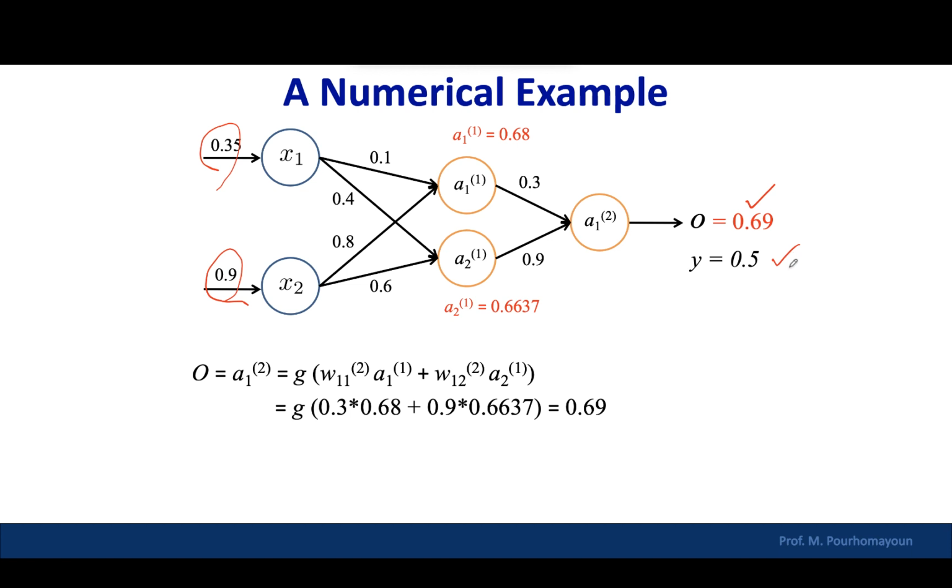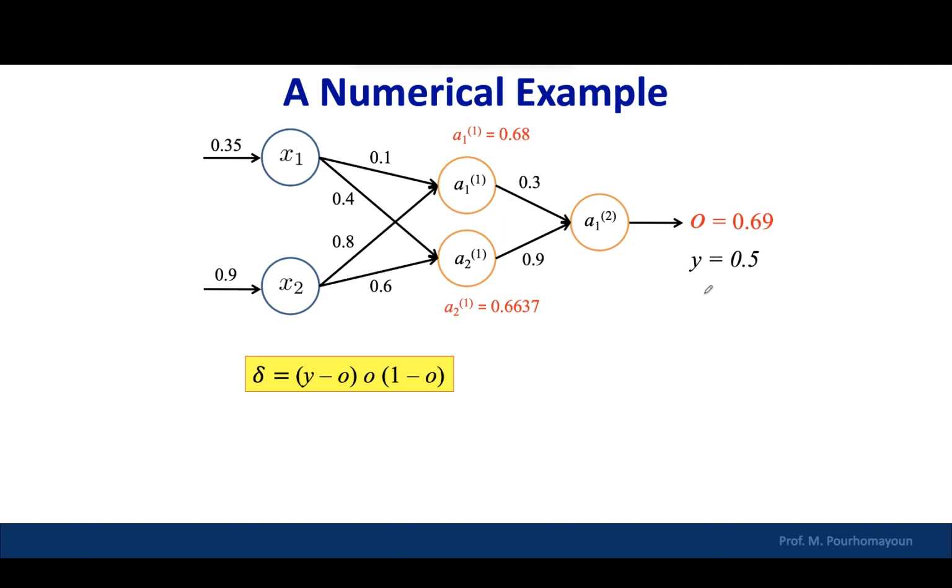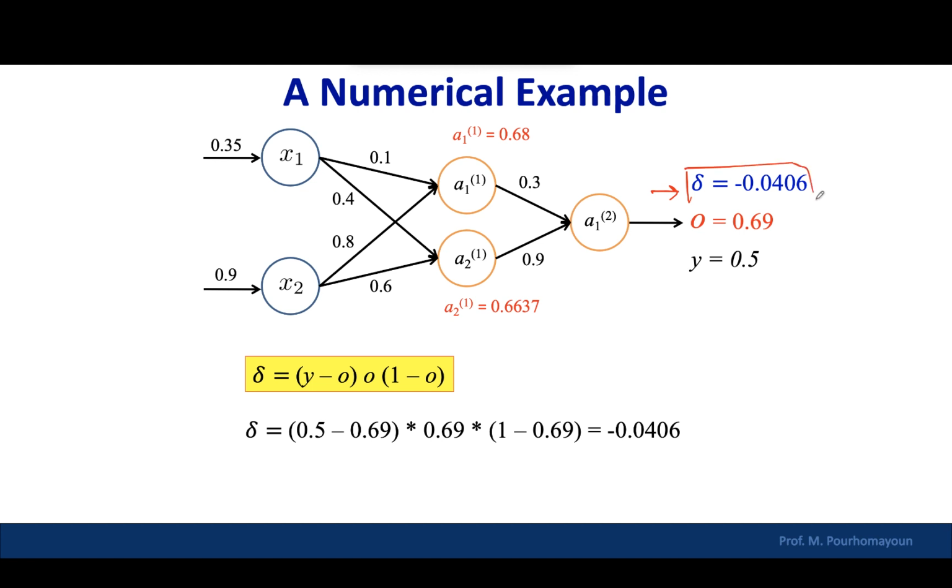But this is what I want. This is the desired output. So I have error here. I use this equation to calculate error gradient. So this is the error that I have at this level. Okay? This is error. Now it is time to backpropagate this error into the network.